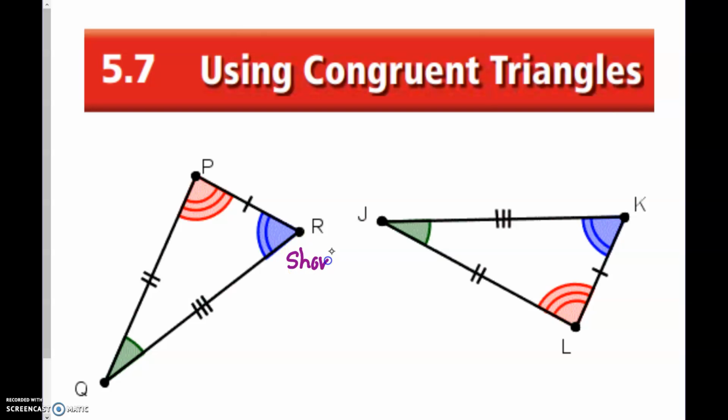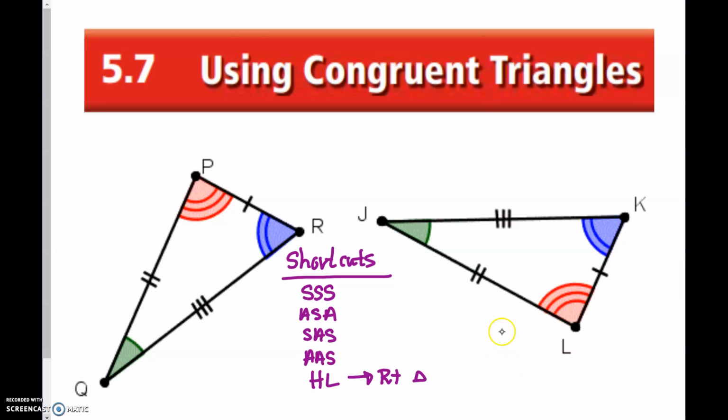There were some shortcuts that we could use where we did not have to show all 6 corresponding parts. We could just show side, side, side. We can just show angle, side, angle. We can show side, angle, side. We can show angle, angle, side. And we can show hypotenuse leg. So this means you have to have a right triangle. Somewhere in your proof, you would have to say that you have a right triangle.